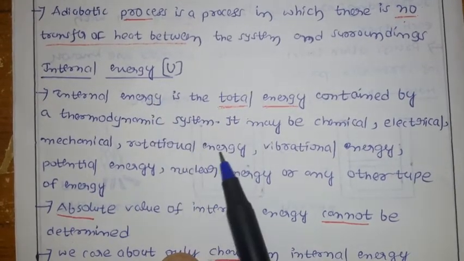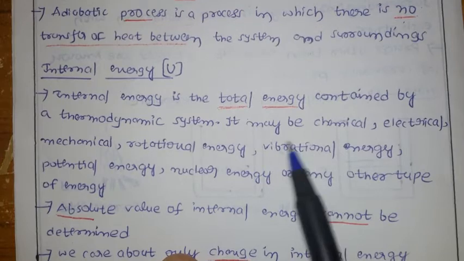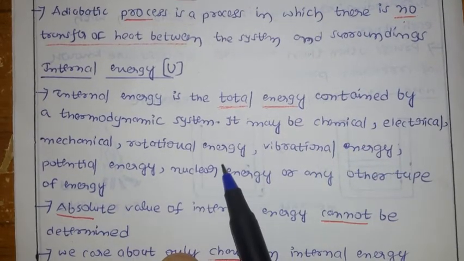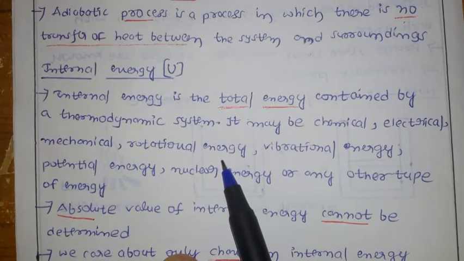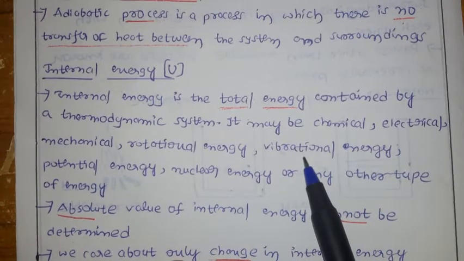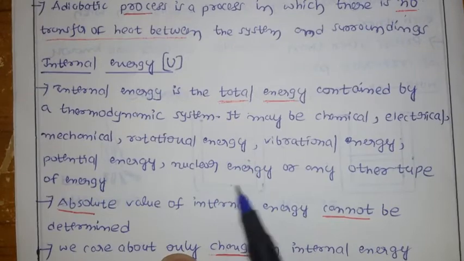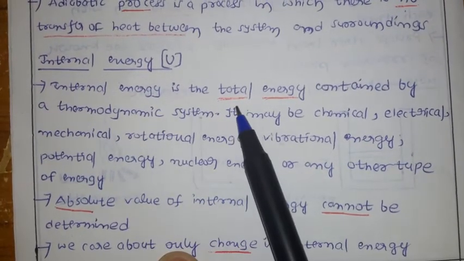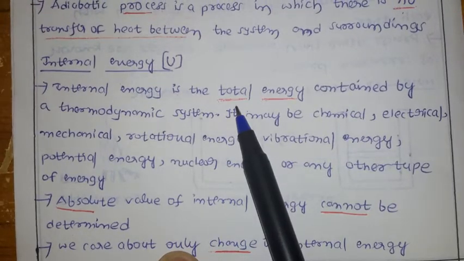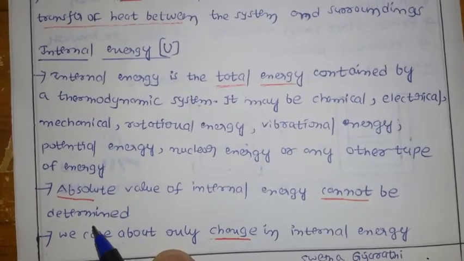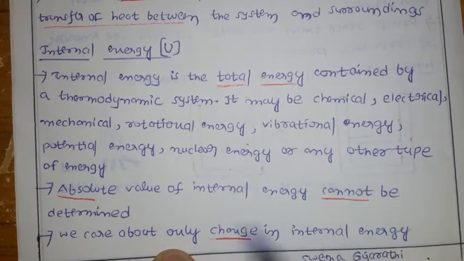The energy may be of various types: chemical, electrical or mechanical. Rotational energy means the energy we get because of rotation of molecules. Because of vibration, we get vibrational energy. There is also potential energy, nuclear energy, or any other type of energy. Internally, whatever energy is present in a system is called internal energy.